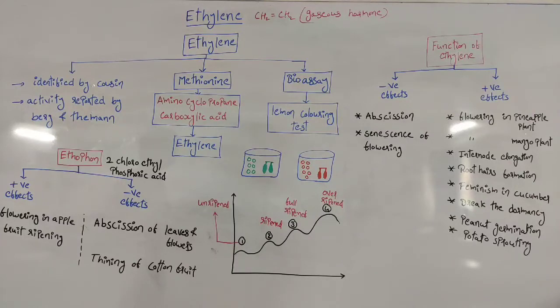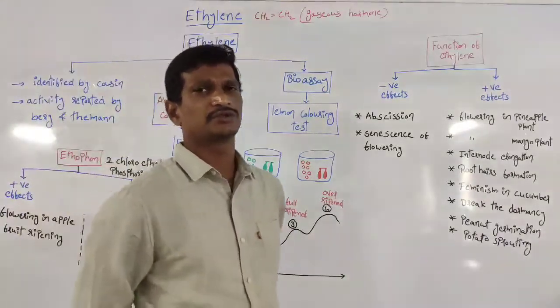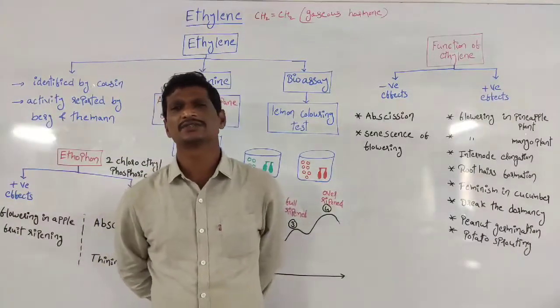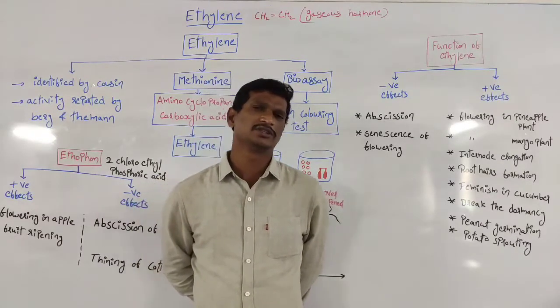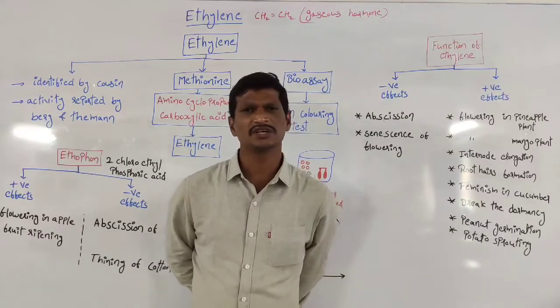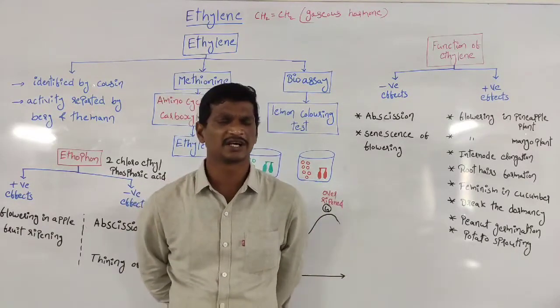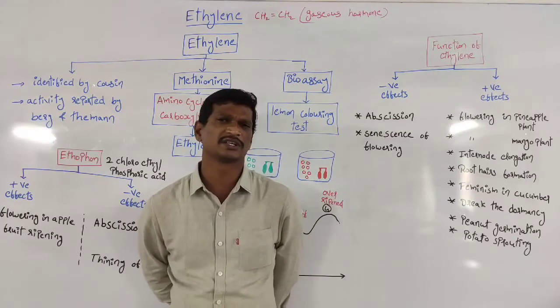Ethylene is also one of the important phytohormones. Remember, the formula for ethylene is CH2 double bond CH2. And this is a gaseous hormone. This hormone is available in the gaseous state. So, where can we find this hormone? Especially in fruits.